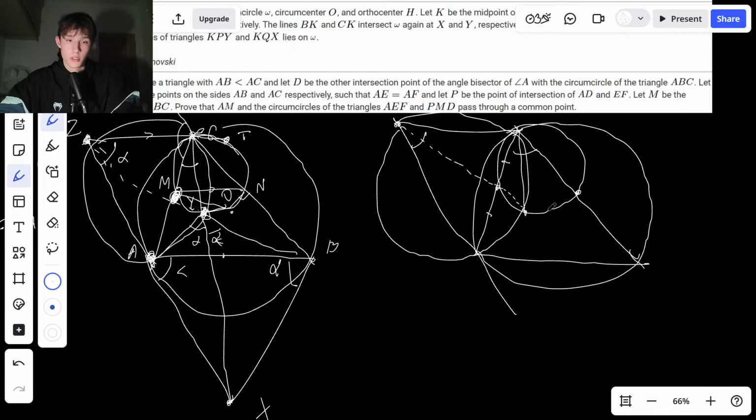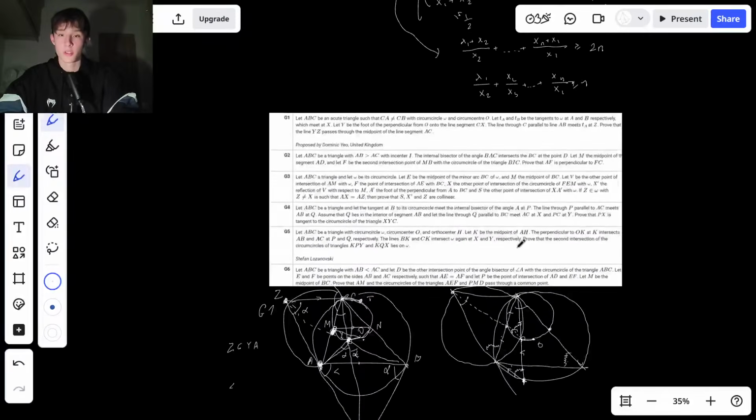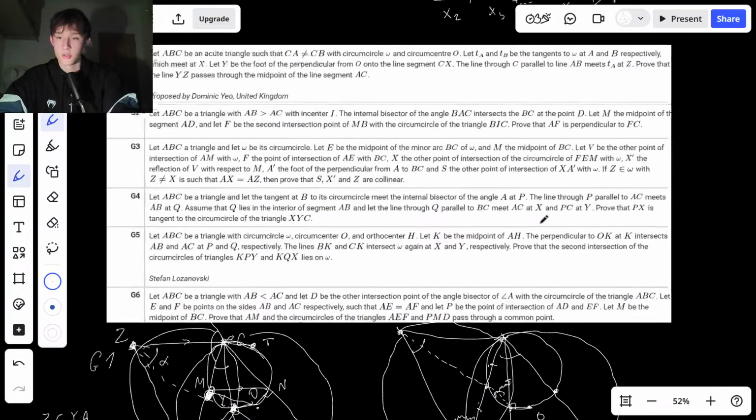Okay, we know that O is here, right? So we want to show that this angle here is the same as this angle here, which is equal to this angle here. And since this is the midpoint and this is the midpoint, and this was 90 here, if I reflect it like this, it'll land on the circle here. And so we know that this thing is parallel to this thing, and we're done, because this is equal to this. Alright, sweet. G1 finished. Now, G2.